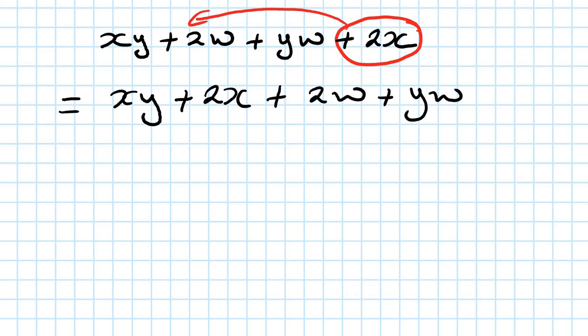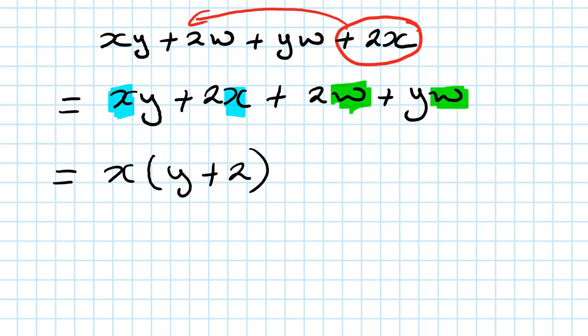See? Now the common factor for the first two terms is x. So I take x out first, so I'm left with y plus 2. Now the last two terms, the common factor is w. So I take the w out, so I'm left with 2 plus y.